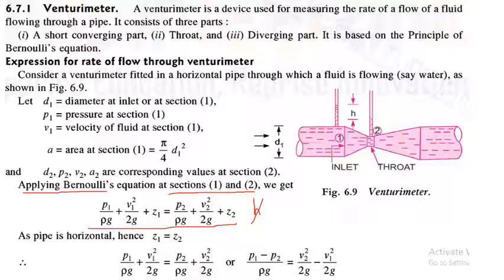As the pipe is horizontal, Z1 is equal to Z2. Before, in the pictorial representation of Bernoulli's equation, you have seen that Z1 and Z2 are the potential head. So if this is equal, it is cancelled, right? So only 4 terms are there now. So if we bring P1 and P2 to one side, we get P1 minus P2 by rho g is equal to V2 square by 2g minus V1 square by 2g.